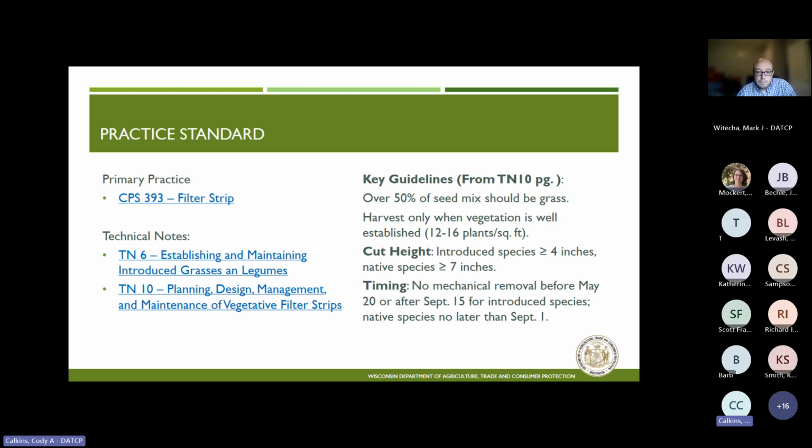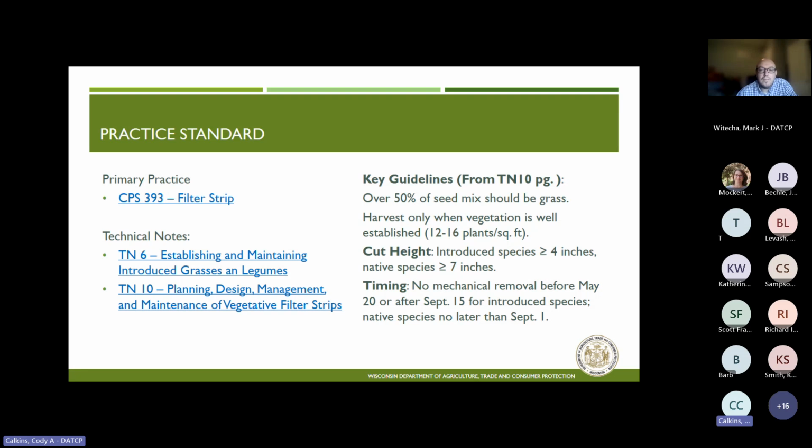So really, we're talking about filter strips, and the planning and establishing of filter strips comes from two tech notes. We're talking about establishing and maintaining introduced grasses and legumes from tech note 6, and then planning, design, management, and maintenance of vegetative filter strips in tech note 10. And that's where you get some of these guidelines for specifically if you're going to be harvesting a filter strip. We want to see over 50% of that seed mix should be in grass. You should only harvest when the vegetation is well established at like 12 to 16 plants per square foot. And then there's limitations for cutting height for introduced species.